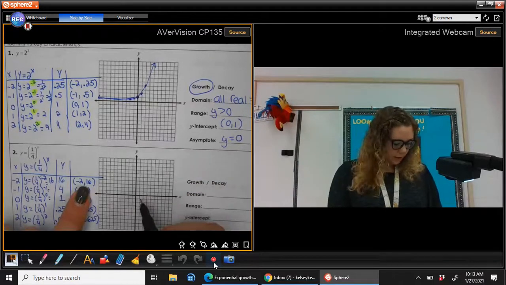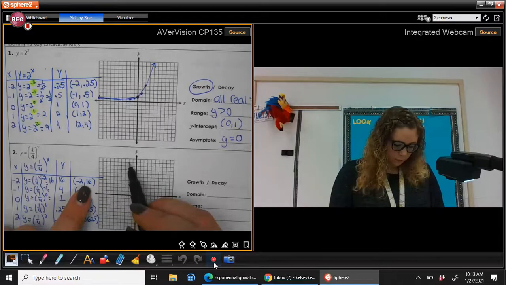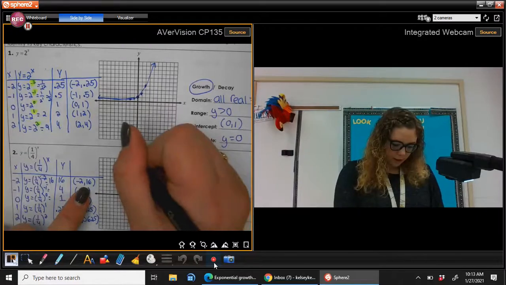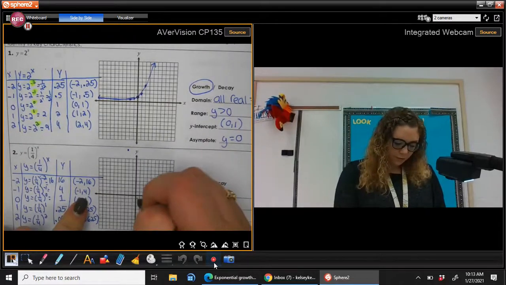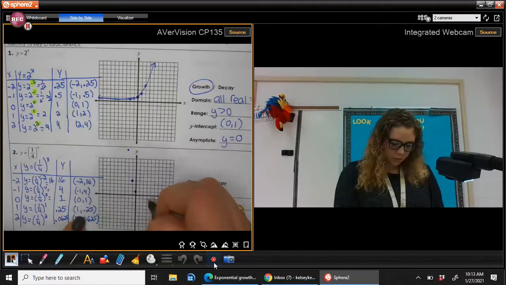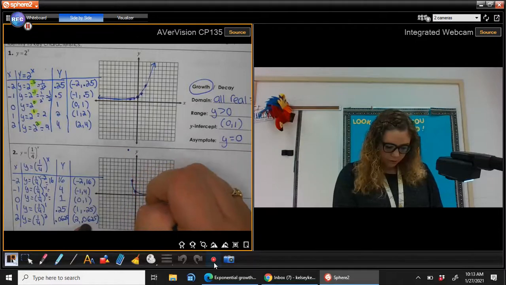So negative 2, 16. Okay, it's going to be right up here. It doesn't have to be perfect because we're just seeing if it grows or not. Then I have negative 1, 4. 0, 1. And I have 1, 0.25. And I have 2, 0.0625, which is going to be really, really close. Okay, so it's going to look something like this.